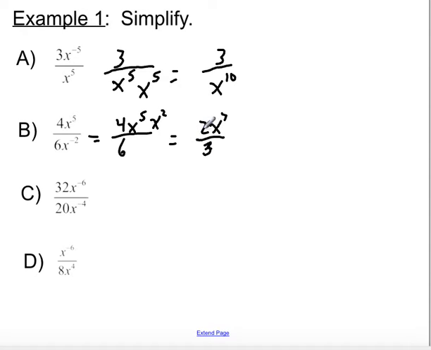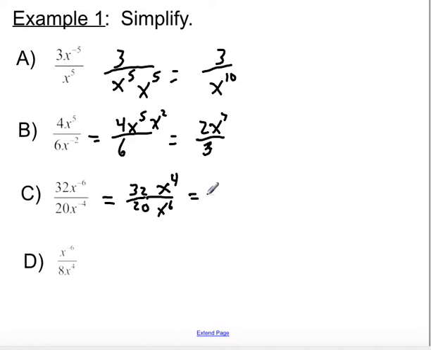All right, and then letter C there, we want to kind of think through it the same way here. The 32 and the 20, we're not going to do anything with those. They can stay as 32 over 20. But the x to the negative 6 and x to the negative 4, we can flip those to the inverse side. So it becomes x to the 4th up here and x to the 6th down here.